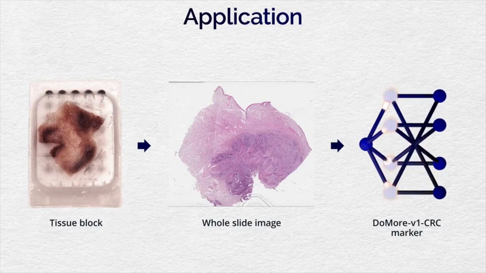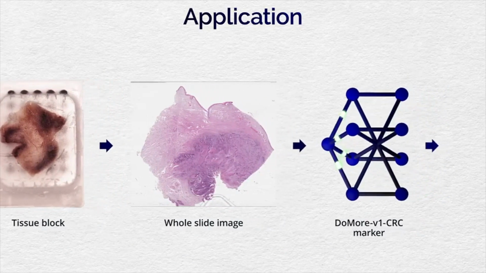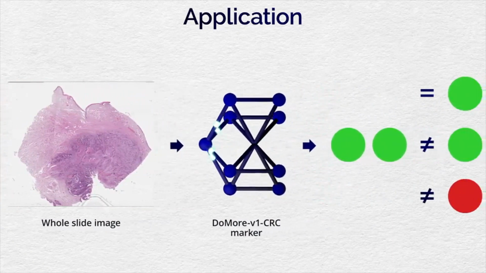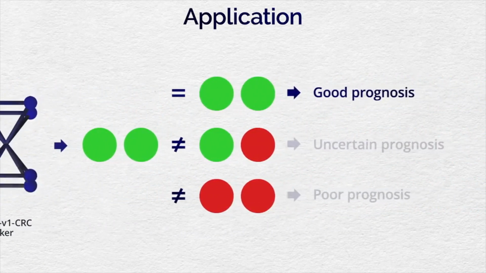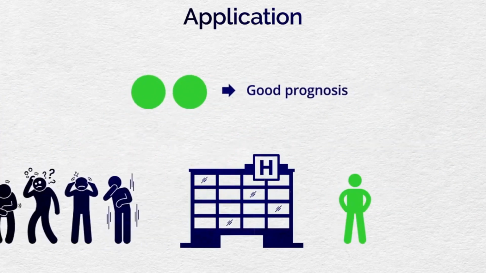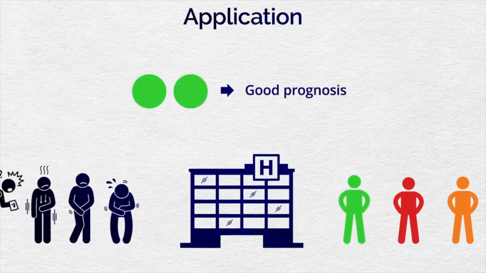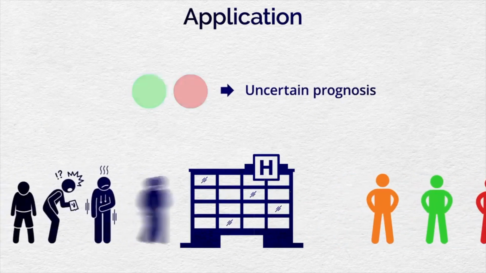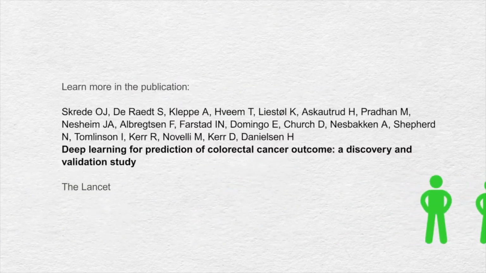As the DoMore V1 CRC marker analyzes slides that are prepared as a part of the routine histopathological examinations, it is technically simple to apply and may be offered as a service anywhere. It provides much additional information about the patient outcome, which could enable more appropriate selection of adjuvant treatment after colorectal cancer resection. For more information, please read our publication in The Lancet.